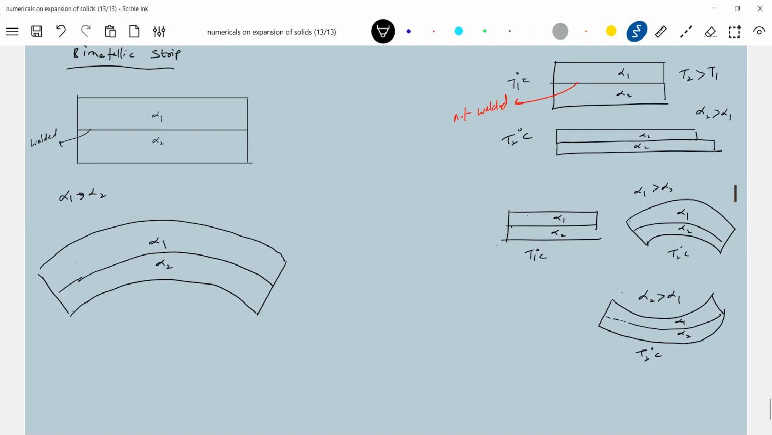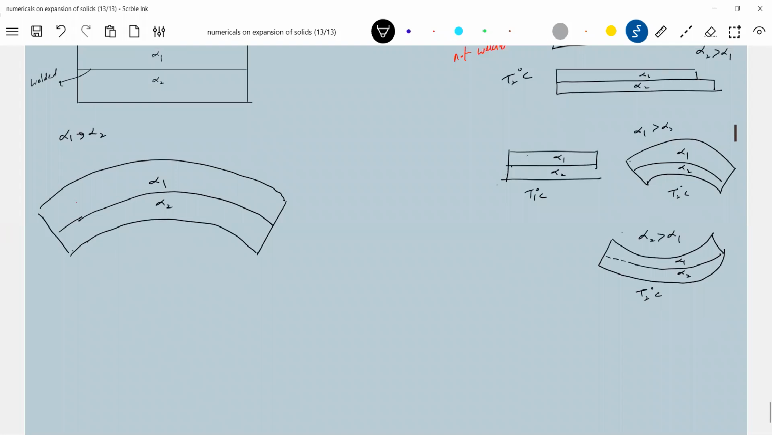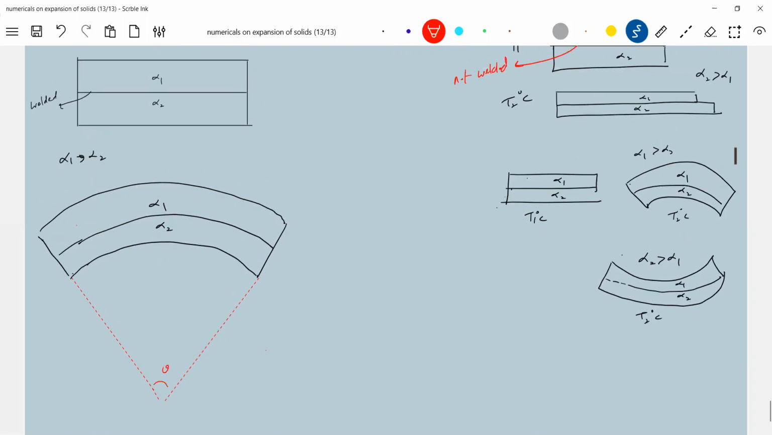How the curvature depends upon which one is greater. So let me assume alpha 1 is greater than alpha 2. So I'm interested in a few things now, like, what is the radius of curvature? Due to the rise in temperature, earlier it was T1 degrees Celsius. Now what is the temperature? T2 degrees Celsius. So I want an expression for the radius of curvature, and on what all factors this radius of curvature depends here.